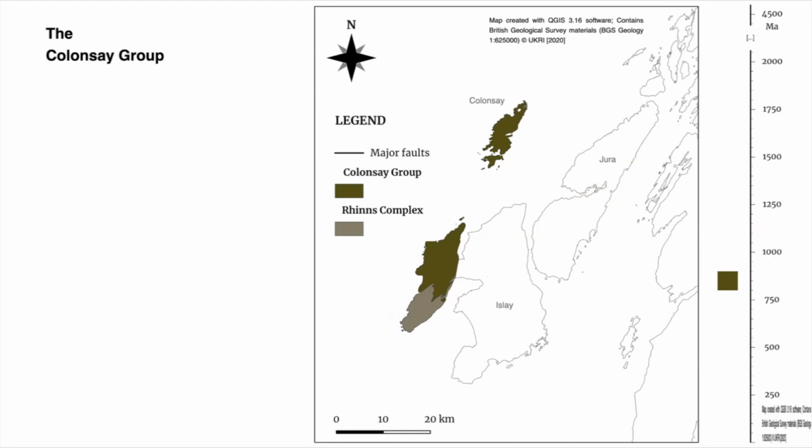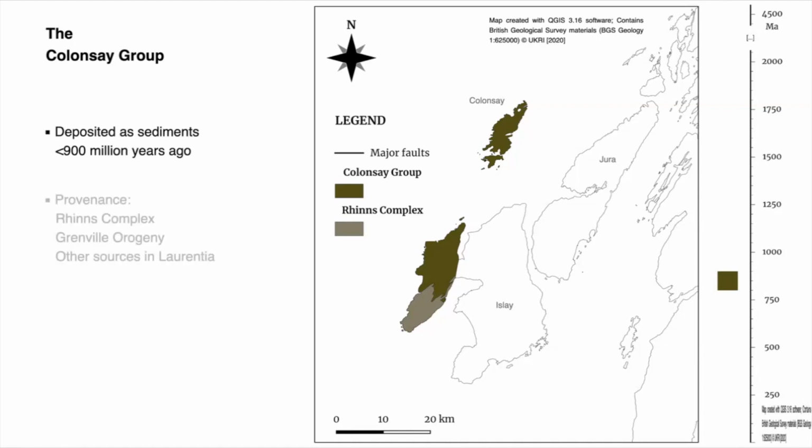The 1800 million year old rings complex is covered locally by the metamorphic rocks of the Caledonian group. These were laid down as sediments that originated in part from the eroded underlying rings complex, but also from the erosion of the Granville orogeny and various other sources across Laurentia. The exact deposition interval is unknown, but believed to be younger than 900 million years. The sedimentary rocks were later metamorphosed under low-grade conditions and strongly deformed.